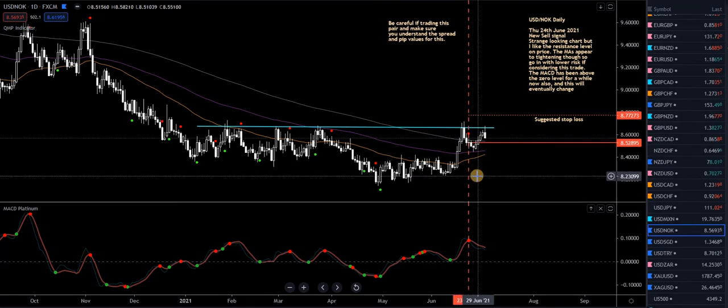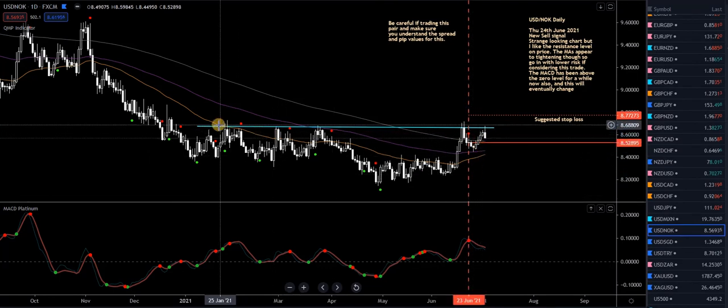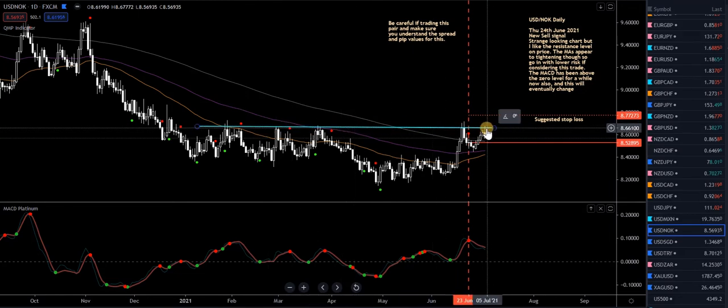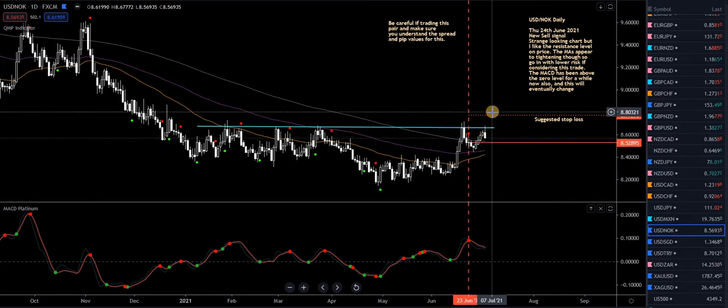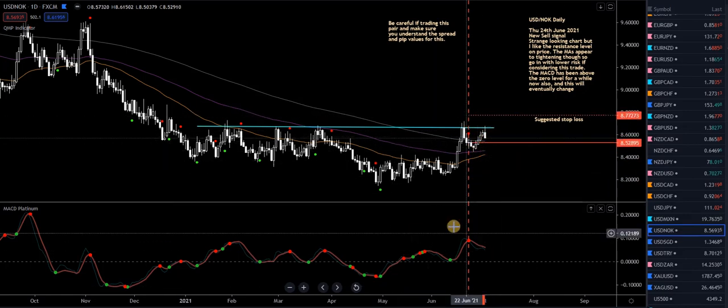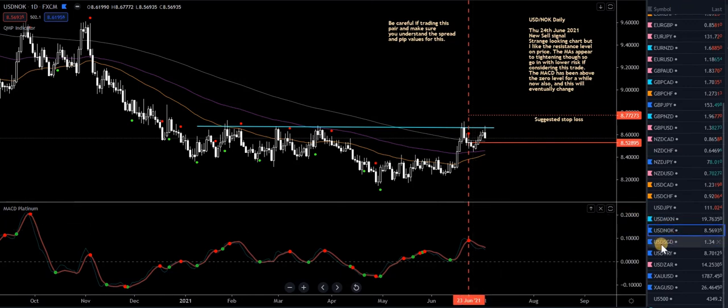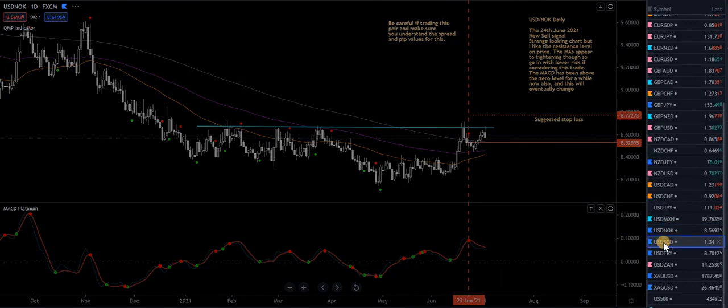Initially went in my favour, then popped up, back up to this previous resistance high here. And Friday we had the non-farm payrolls. And it's coming back down towards my entry level again. Stop still up there. MACD platinum still above the zero level, so still in sell mode. USD Singapore dollar.